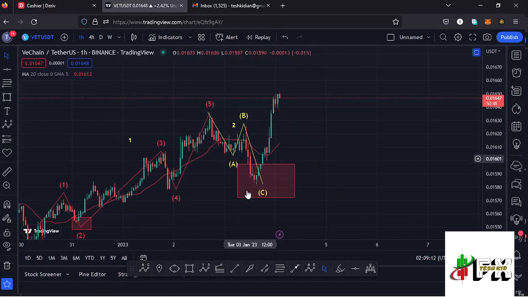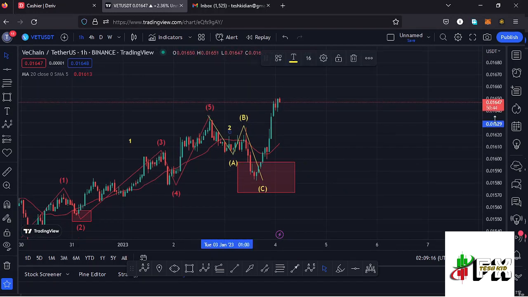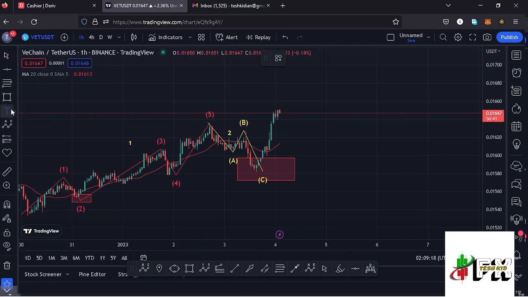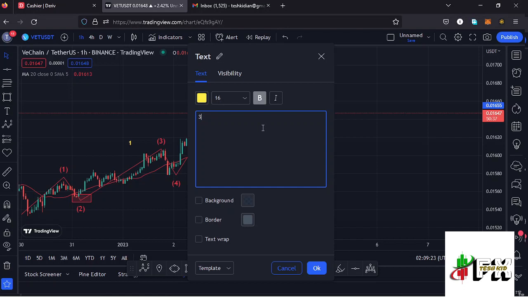And whatever we expect next after seeing the formation of a higher Elliot wave count 2 is an impulsive movement to the upside in the formation of a higher Elliot wave count 3, and that is my short-term scenario that I'm expecting to play out here on the Vechain chart.